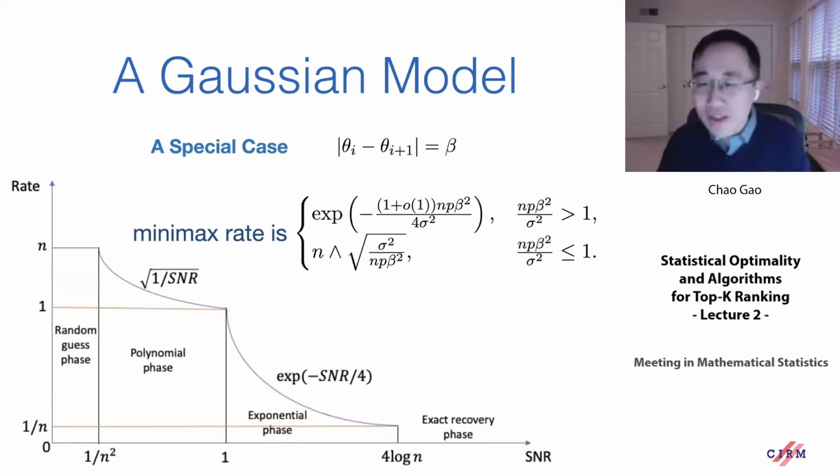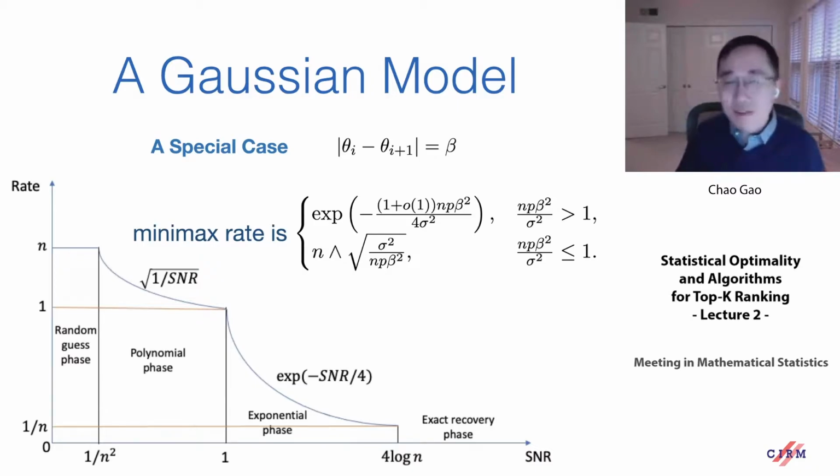So when the signal to noise ratio is really large, this is when you can actually localize the knowledge of the rank of each player to the neighborhood of the truth, right? So for example, you're really trying to tell the difference between whether player i is ranked at the fourth position or maybe at the fifth position, right? So the problem is essentially a hypothesis testing problem. And it is not surprising that the error of a hypothesis testing problem is exponential in terms of the signal to noise ratio.